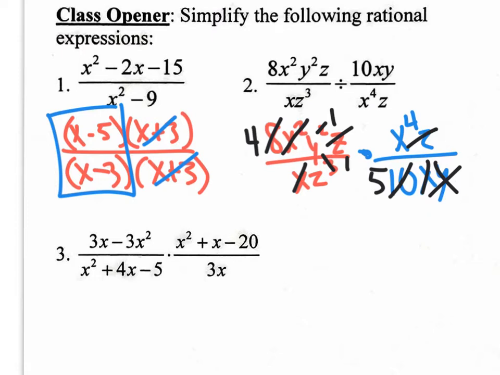So what's our final answer? Well, we have a 4 on top. We have a y to the 1. You could just say y. And you also have an x to the 4th. So if we write it in order, it's going to be 4x to the 4th y. And it's going to be over whatever's left over on the bottom, which is simply a z to the 1 and a 5. So you're going to write it as 5z. You guys got it? Okay, let's move on to number 3.